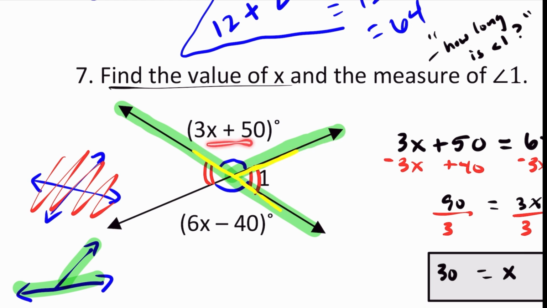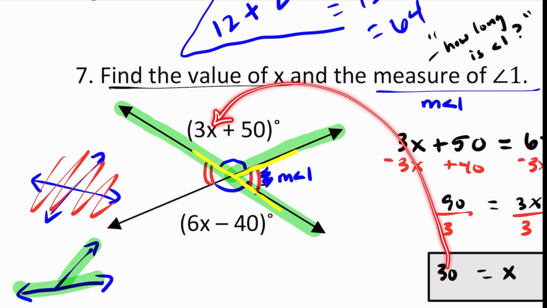So we got 3x plus 50 and angle 1, or I should say measure of angle 1, right? So when I'm saying, how long is angle 1, I mean measure of angle 1, which I'll write m angle 1. Okay? So, again, these two angles here add up to 180 degrees. And also, I think it's time for us to plug in 30 into this x right there, right? Because we know that x is equal to 30.